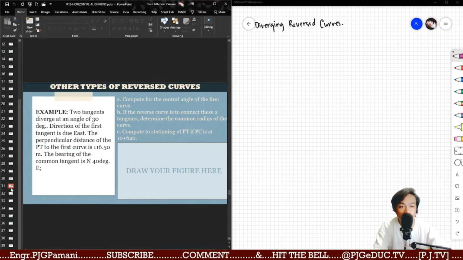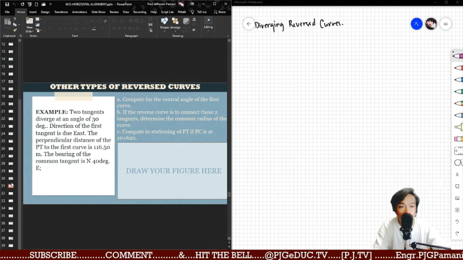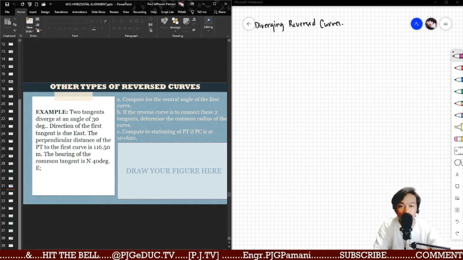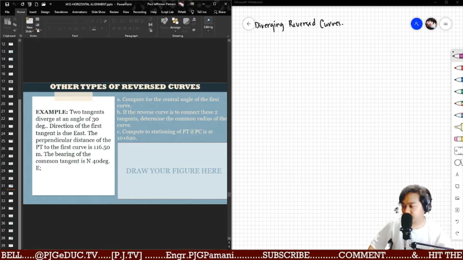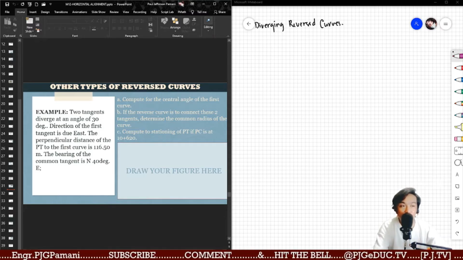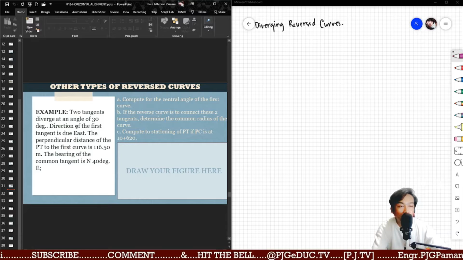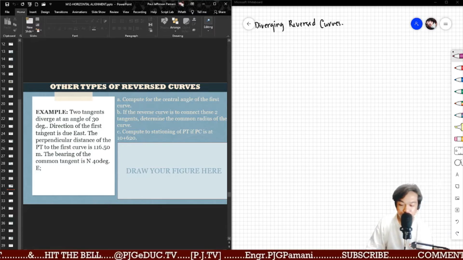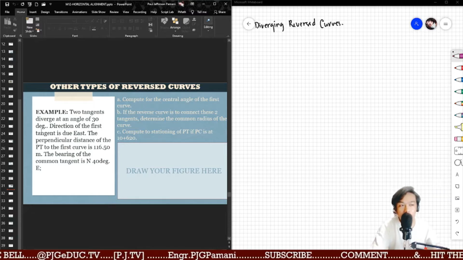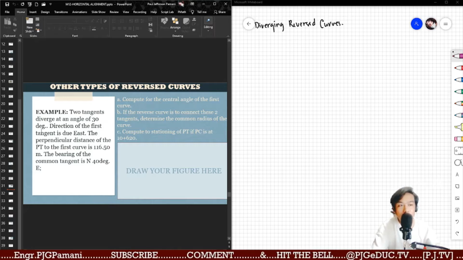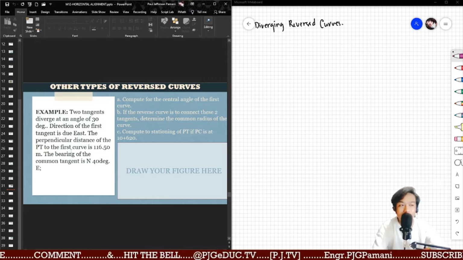Dito tayo ngayon sa example natin with the diverging. So for our example, for the diverging tangents of a reverse curve, two tangents diverge at an angle of 30 degrees. So makukuha na natin yung point of diverging. Then direction of the first tangent is due east. So ano yung first tangent natin? That is basically your back tangent.